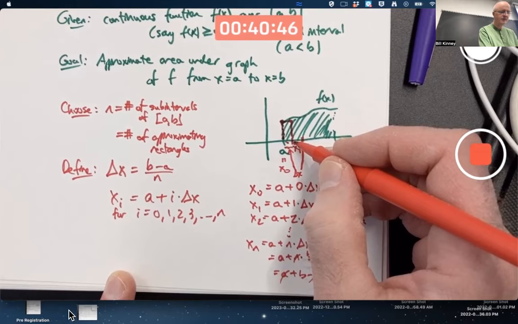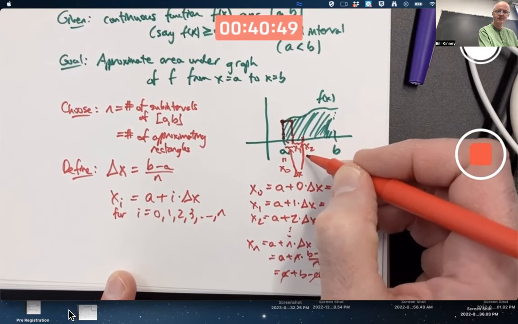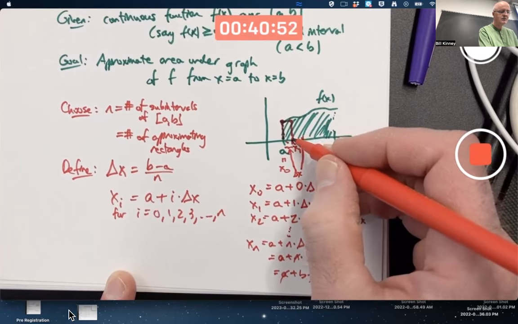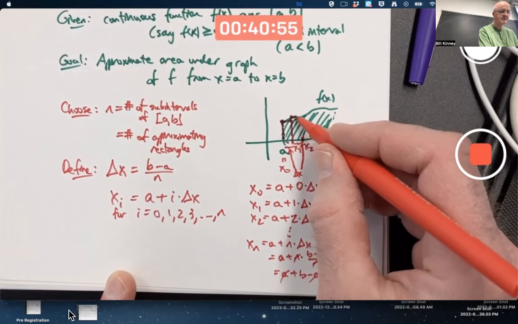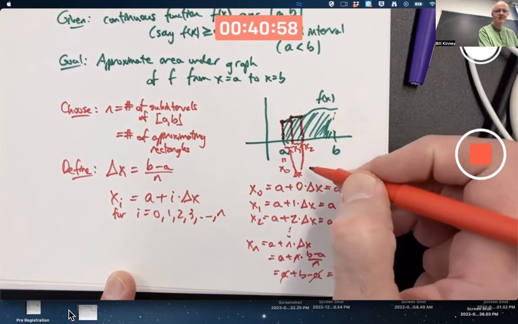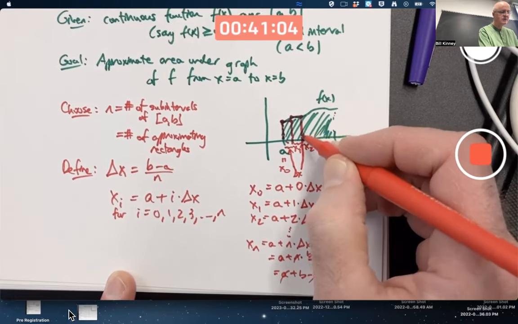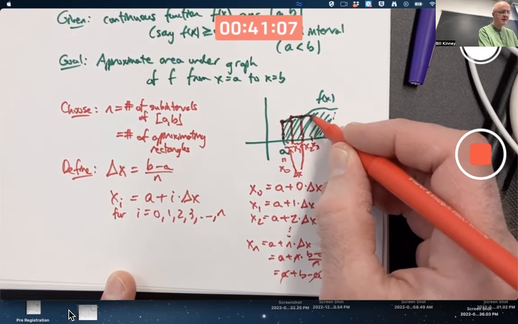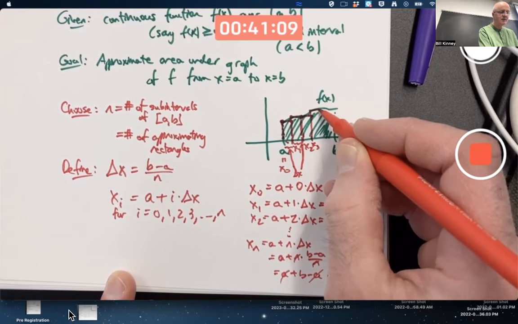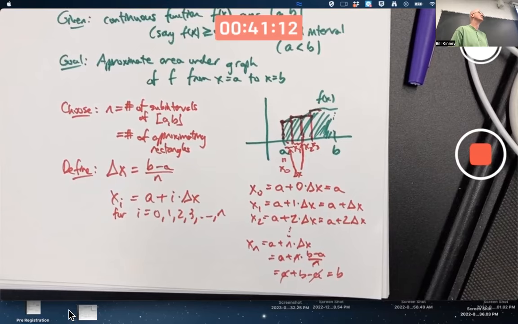Then I do it for the second subinterval, that goes from x1 to x2. Its left endpoint is x1. Use that to go up to the function and determine the height of an approximating rectangle. It would look about like this. Go to the next one, x2 to x3. Use the left endpoint to determine the height. It would look about like this, etc. I could use all left endpoints to determine heights of approximating rectangles. But why just left endpoints? Why not right endpoints? Well, you could do it with right endpoints too. You would get different rectangles, but they would still approximate the area under the curve.